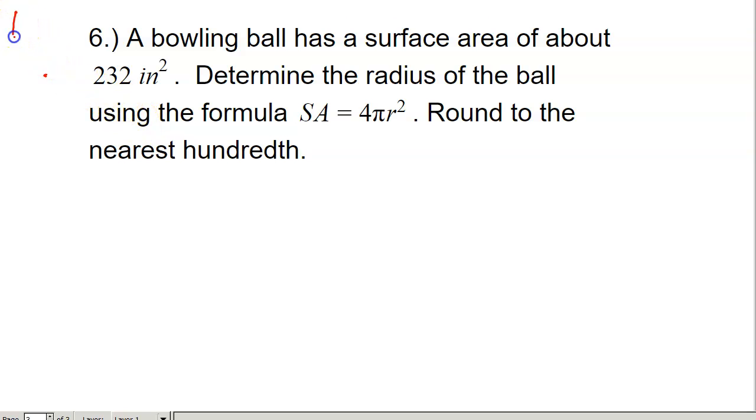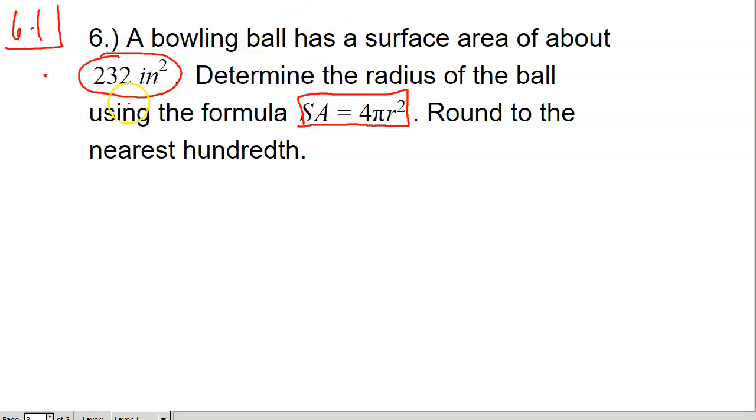All right, so this is 6.1, number 6, word problem. It says a bowling ball has a surface area of about 232 square inches. Determine the radius of the ball using the formula SA, or surface area, equals 4 pi r squared. Round to the nearest hundredth.